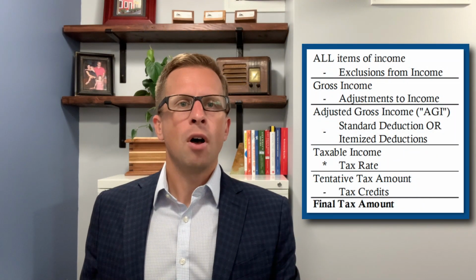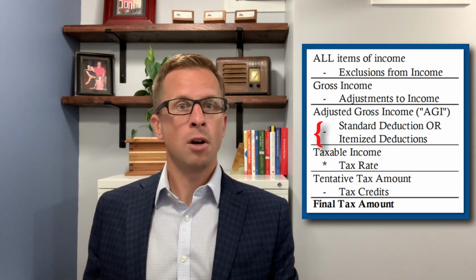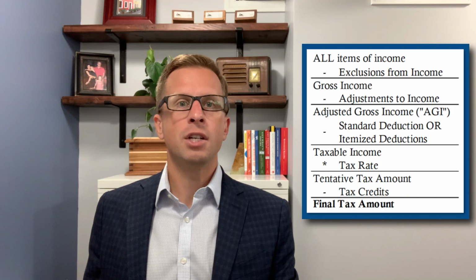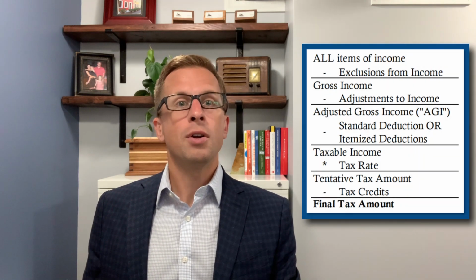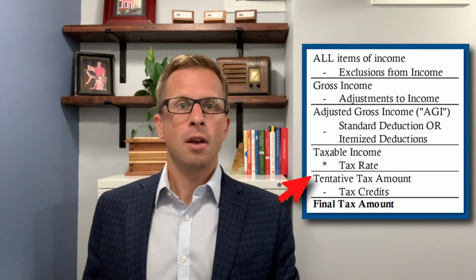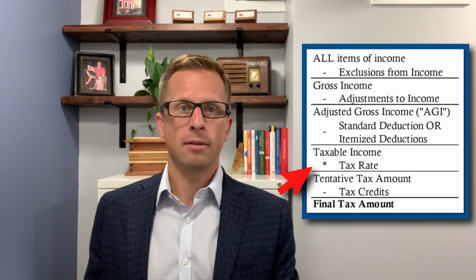So after adding up all of your itemized deductions, compare that total to your standard deduction. Whichever one is larger, that's the one you're going to want to deduct. Subtract that deduction from your AGI, and that's your taxable income. Once you know your taxable income, next you figure out the tentative tax amount owed. And you do that by running your taxable income through your respective marginal tax brackets.